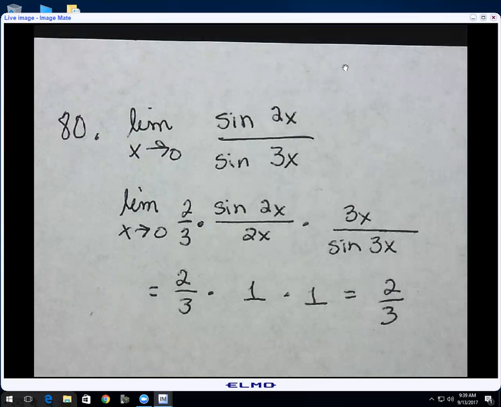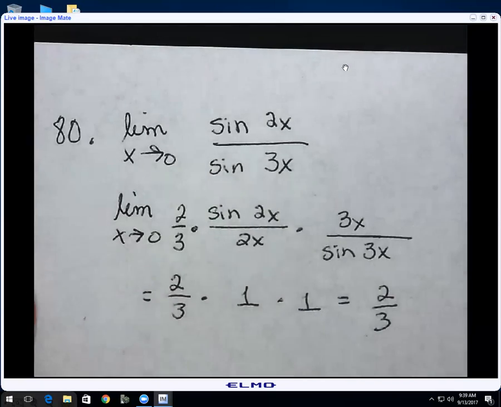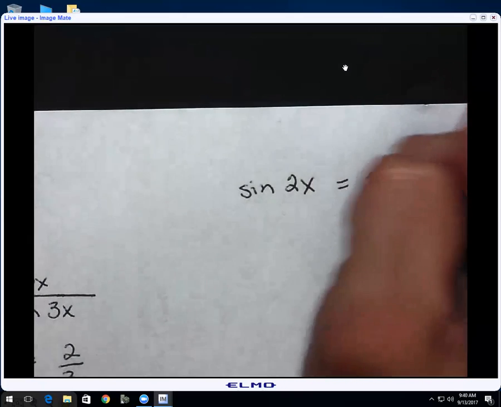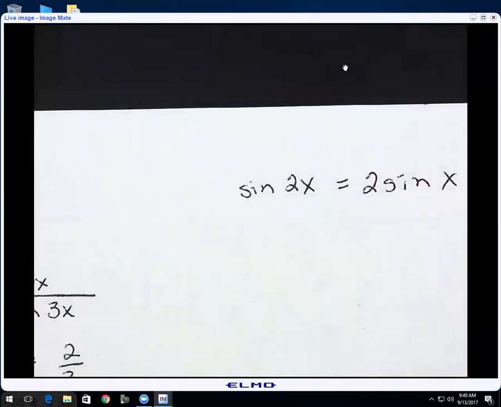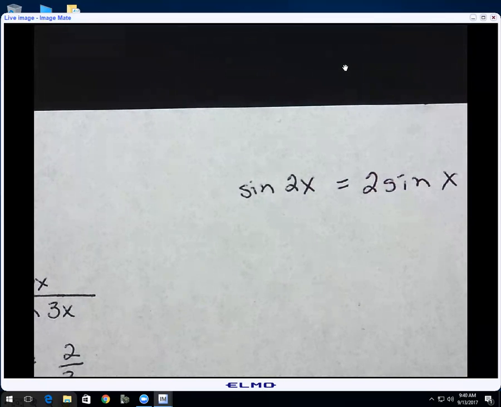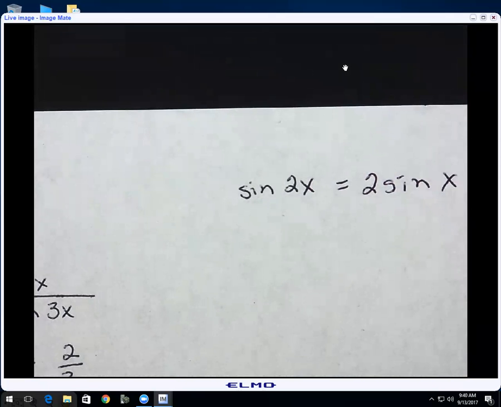No. Let me show you, just to remind you of a couple things about trig. It is not true that sine of 2x is the same thing as 2 sine of x. That's what you're wanting to do, and no, that's not legal. That's finding an illegal way to make your dreams come true.